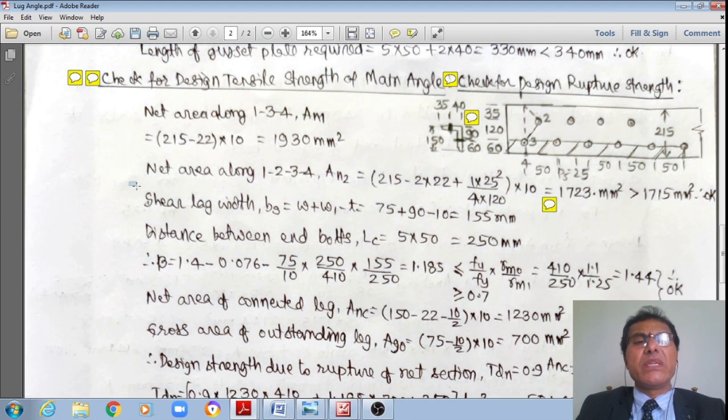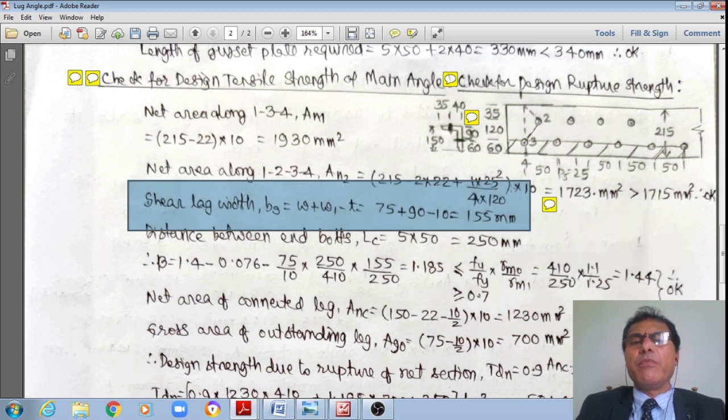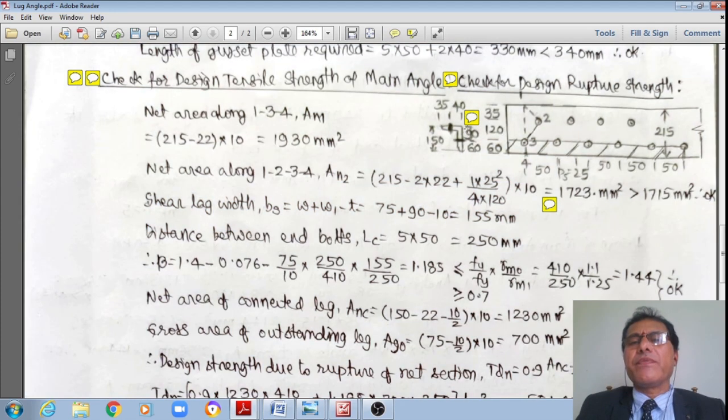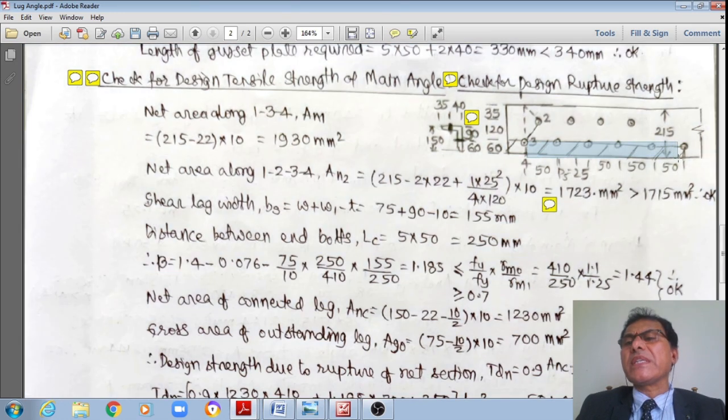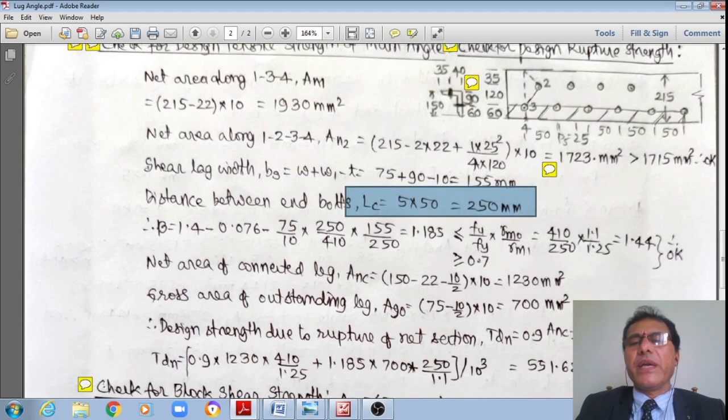Now I have the shear lag width BS equal to W plus W1 minus T, where W is the outstanding leg, this 75 mm, plus this 90 mm. Therefore this 90 plus this 75 minus 10 mm is equal to 155 mm. And the distance between the end bolts, LC, from this to this, is equal to 5 times 50 mm, which is equal to 250 mm, students, from that figure.